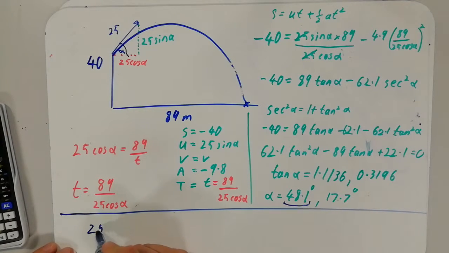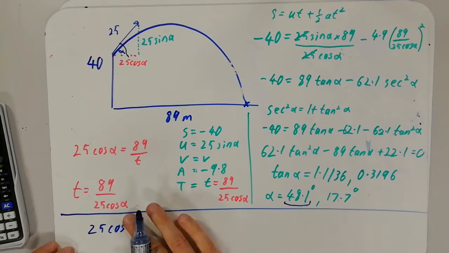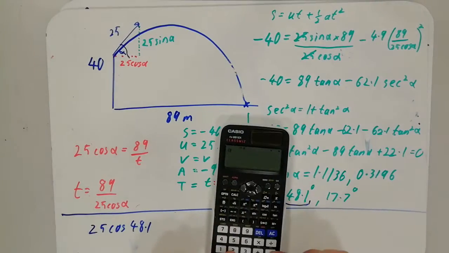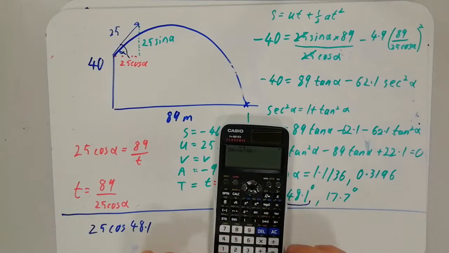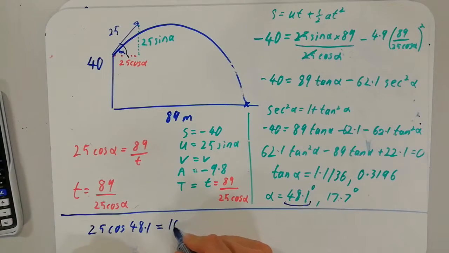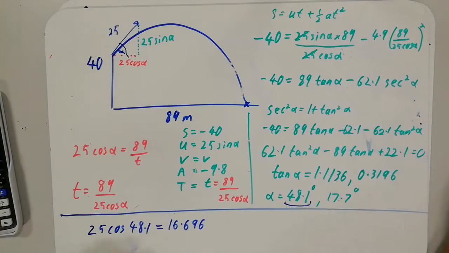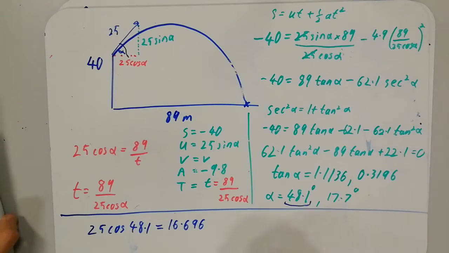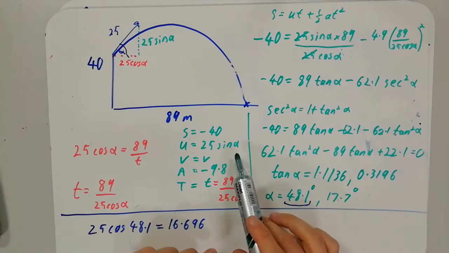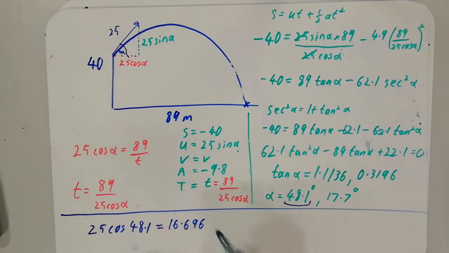Horizontally, I get a speed of 25 cos alpha, but we know that alpha is 48.1. Just put that in the calculator. And then we're also going to find our vertical speed as it hits the ground. Okay, this requires a little bit of SUVAT. I've got all the information I need there though. The only difference is now I know my alpha, I can just plug it in.